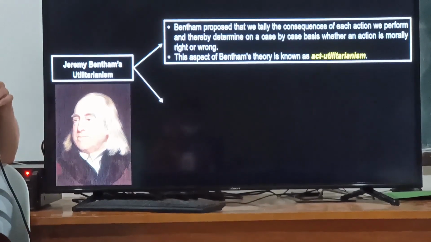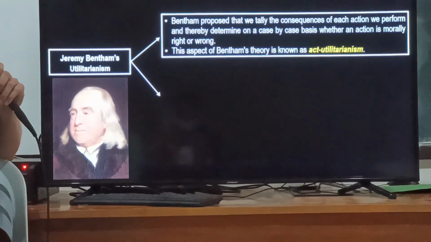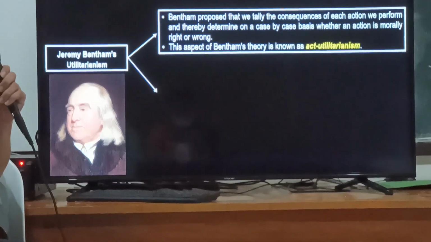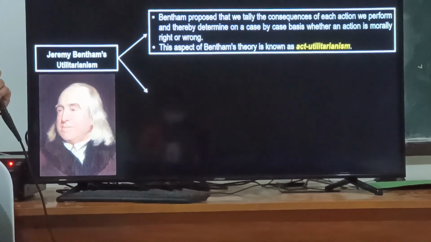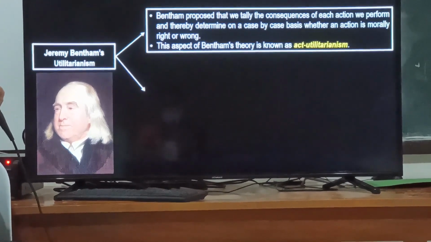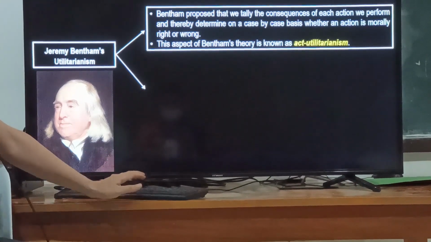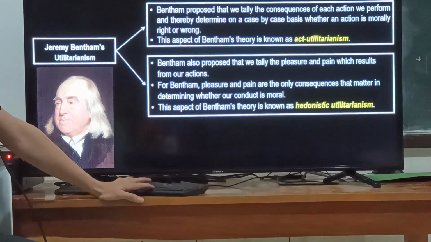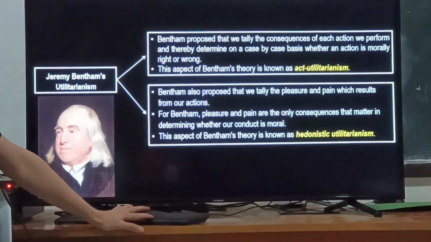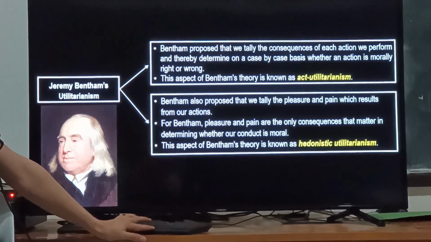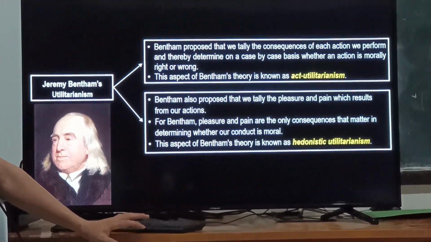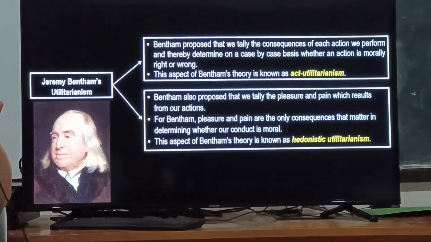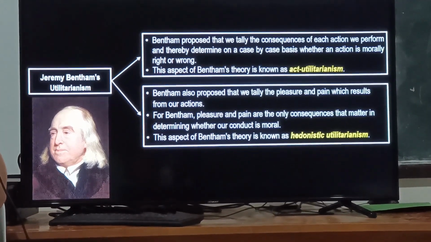He proposed that we tally the consequences of each action we perform and thereby determine on a case-to-case basis whether an action is morally right or wrong. And he calls this act utilitarianism. And then there is also another aspect of Bentham's theory of utilitarianism, which is known as hedonistic utilitarianism.